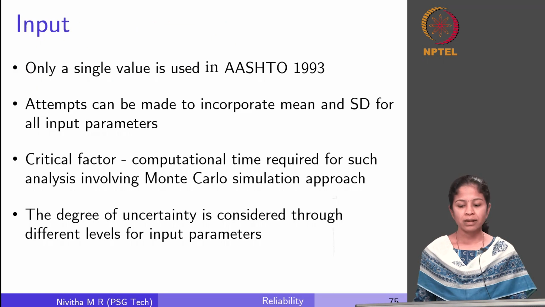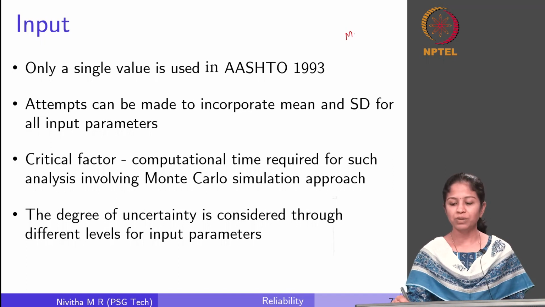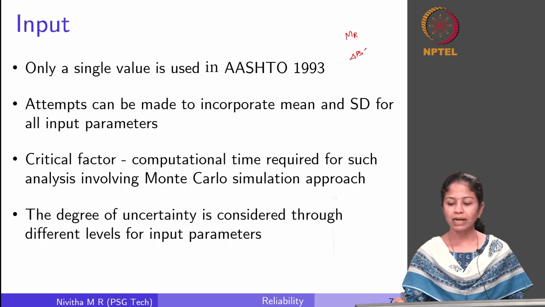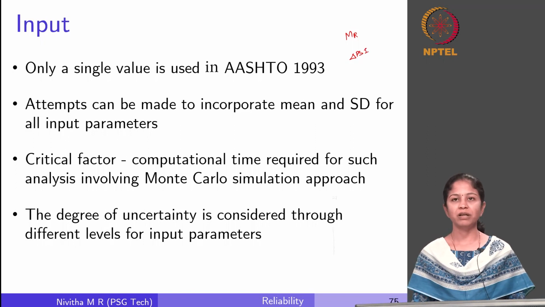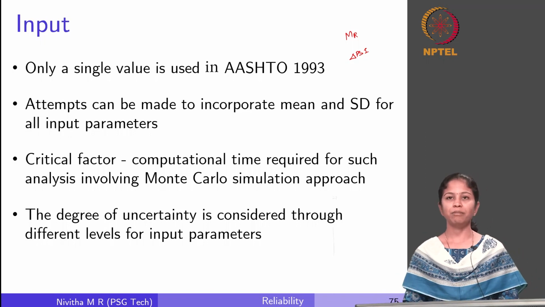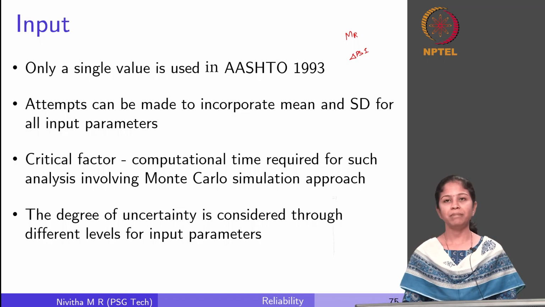If you recollect, in ASHTO 1993 only a single value was used. If you remember, we used the MR value, which is the effective roadbed resilient modulus for the soil layer, and then we also used a delta PSI value, which is loss of serviceability. So, only these values were used with respect to the material properties and the effect of environmental factor on loss of serviceability. There are a lot of attempts which have been made to incorporate the actual variability in materials.